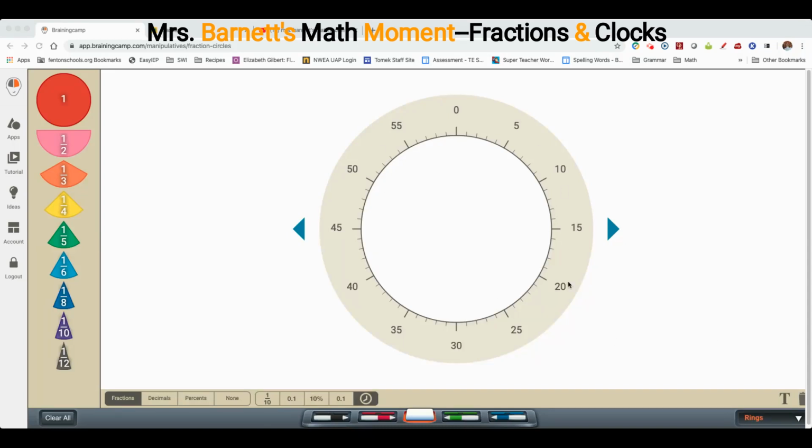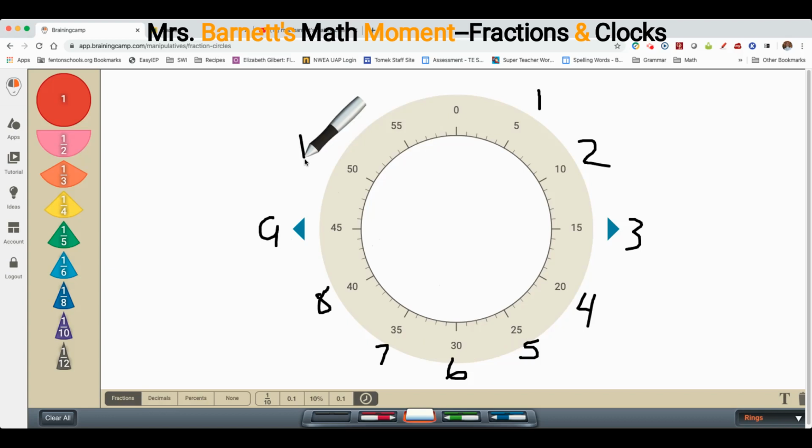Today we're going to take a quick look at a clock. This is a clock with just the minute hands showing. You could look at this as the hour: 1 o'clock, 2 o'clock, 3 o'clock, 4 o'clock, 5 o'clock, 6, 7, 8, 9, 10 o'clock, 11 o'clock, and 12. Okay, those are the hours.